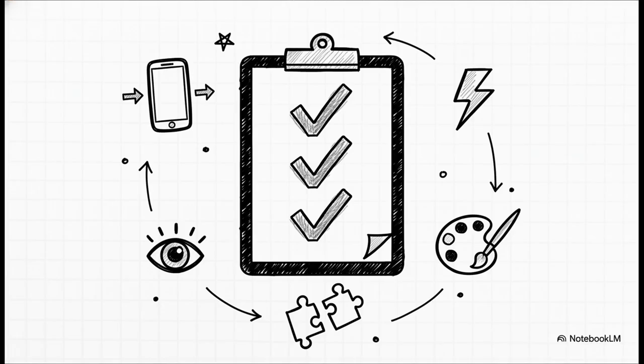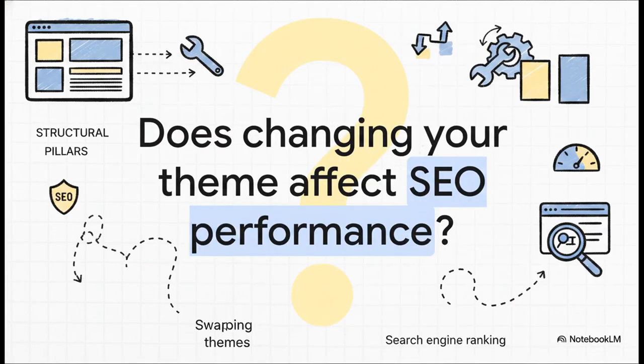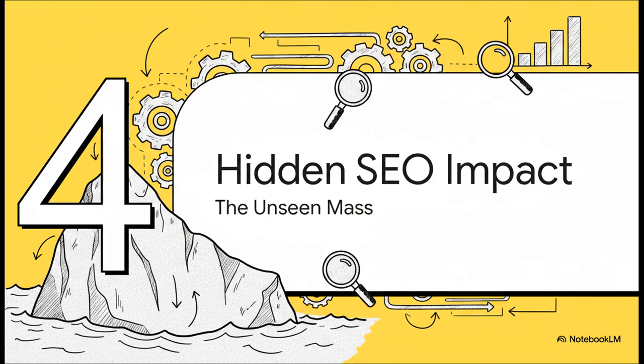Fourth, and this is huge, WCAG accessibility standards and ARIA attributes so your site doesn't exclude users with disabilities. And finally, proven plugin compatibility. You absolutely do not want a rogue theme update triggering a devastating conflict that breaks your entire site. Now, keeping all of those structural pillars in mind, it begs a pretty massive question. If you decide to swap out your theme to get all those cool, better features, does changing your theme actually affect your search engine ranking? Which brings us to part 4, the hidden SEO impact, the unseen mass.